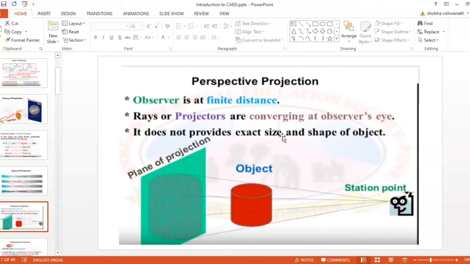It does not provide the exact size or shape of the object. What you're going to project here is not the exact shape of this object. That is what you get, the shadow or image. You're going to observe at some infinite distance. That is called perspective projection. Perspective projection means it will be an enlarged image that you're going to project here.